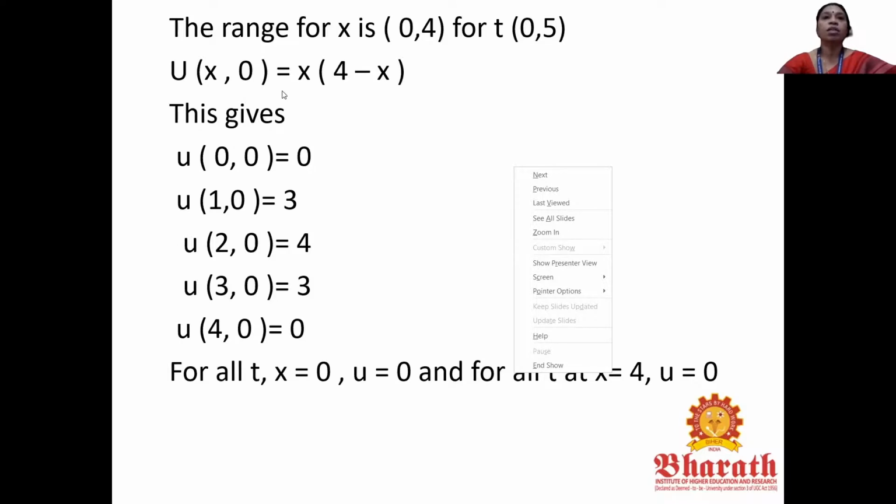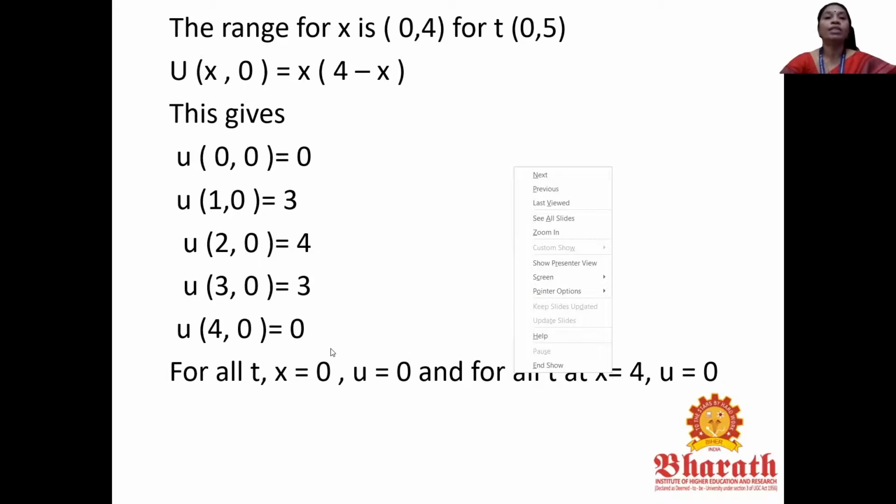So U of X comma 0 is equal to X into 4 minus X. So this gives U of 0 comma 0 as 0. U of 1 comma 0 is equal to 1 into 4 minus 1. So that is 1 into 3, that is equal to 3. Now U of 2 comma 0 is equal to 2 into 4 minus 2. So 2 into 2, that will give you 4. U of 3 comma 0 is equal to 3 into 4 minus 3. That is 3 into 1, that will give you 3. So U of 4 comma 0 is equal to 4 into 4 minus 4, that is equal to 0.